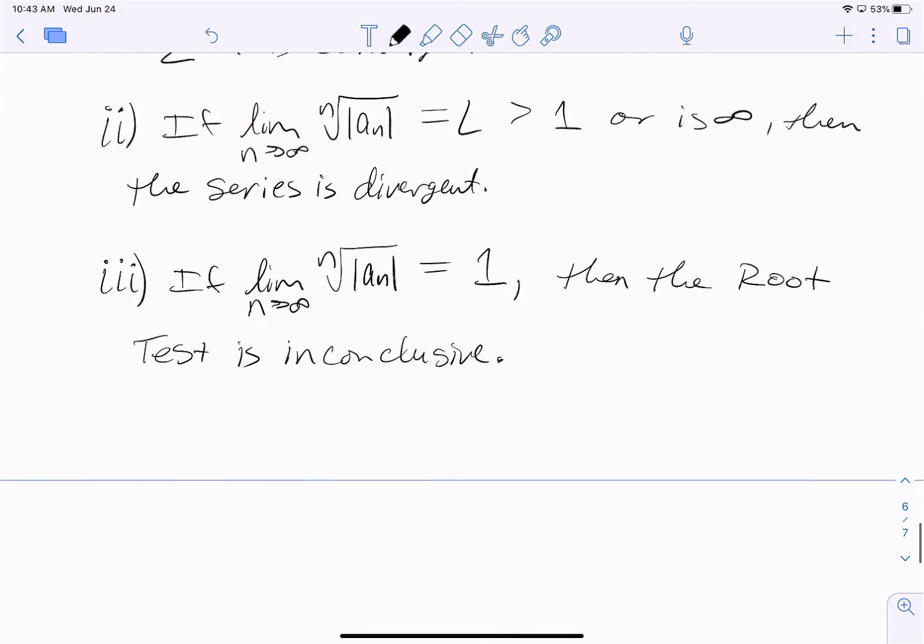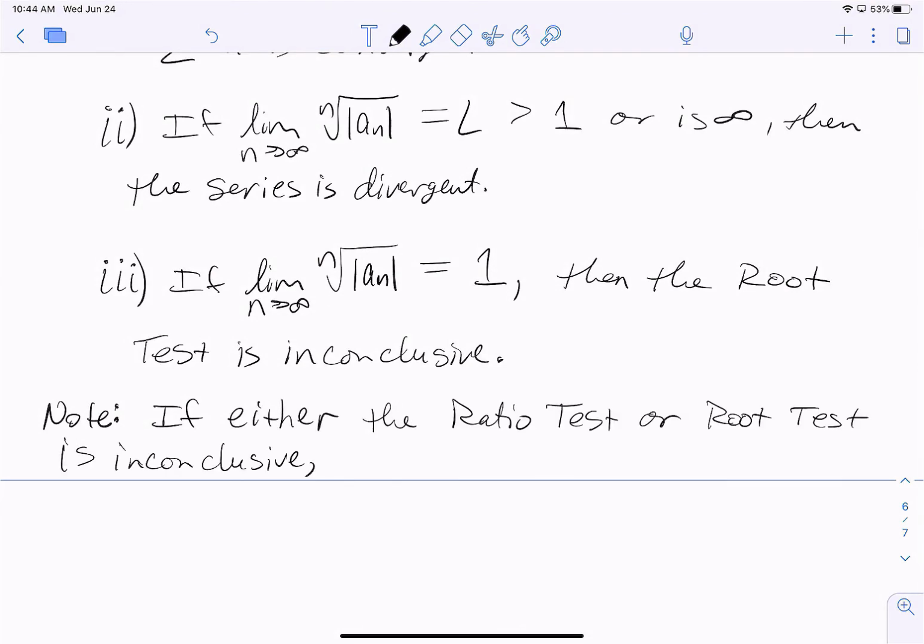And right now, we're going to make a note. If either the ratio test or the root test is inconclusive, that means use a different test, because so will be the other one. So if I use the ratio test and I get a limit of 1, I do not then go use the root test. I will again get a limit of 1. That means just try something else completely.